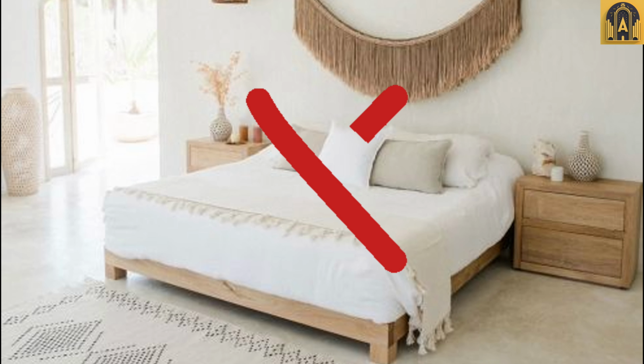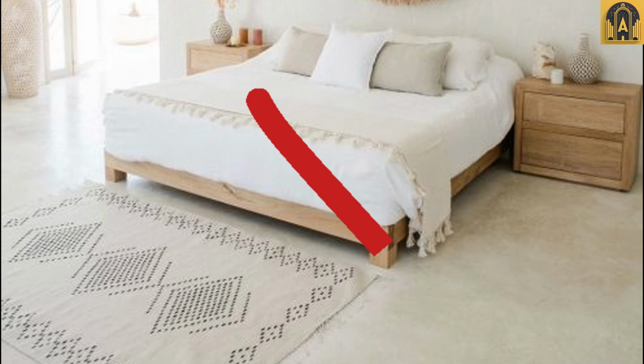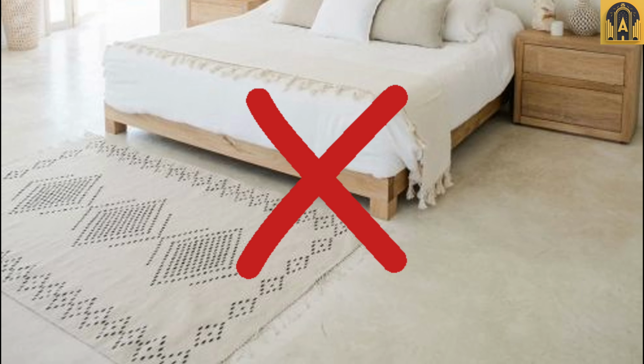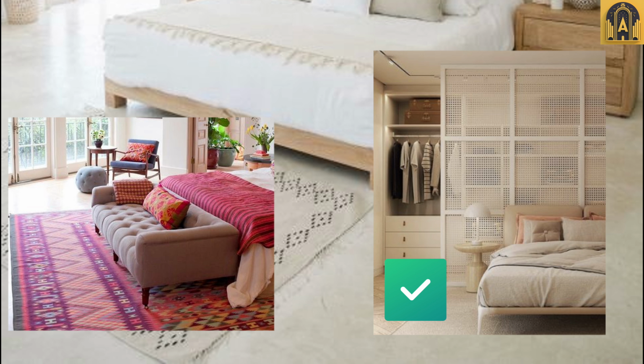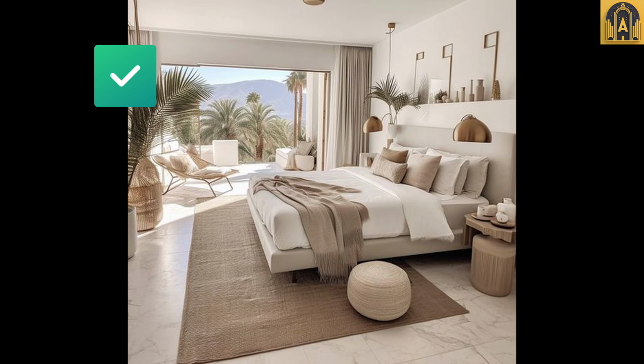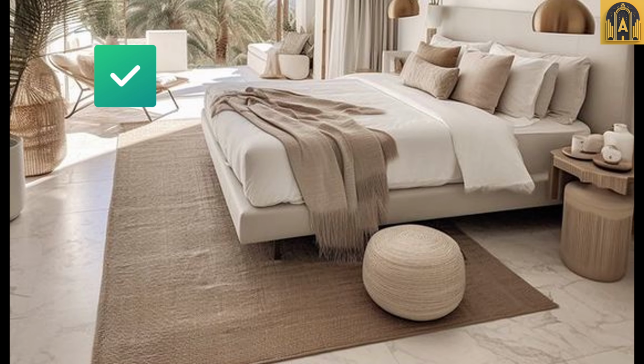There is something wrong with this bedroom. The carpet is at the foot end of the bed. There is a lot of free space around. There could be many different solutions here. A seating area could have been created in front of the bed, or a dressing area could have been created behind the bed. This is a good example because the carpet protrudes 60 or 80 centimeters around the bed.